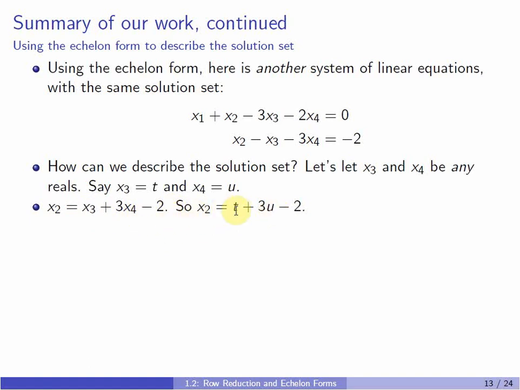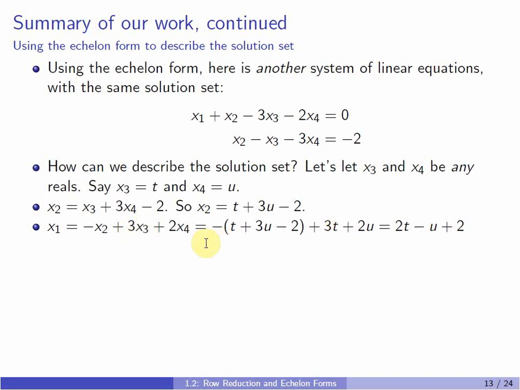So we have x2 is equal to t plus 3u minus 2. And then take a look at the first equation here. If you solve for x1, you'll get that. And if we go ahead and copy the minus sign, but replace the x2 that we see here with this t plus 3u minus 2, we should throw that in parentheses for sure. 3 times, replace the x3 with a t and replace the x4 with this u, and we have that. Distribute the minus, collect like terms. I didn't bother showing you all that work, but you will end up with 2t minus u plus 2.